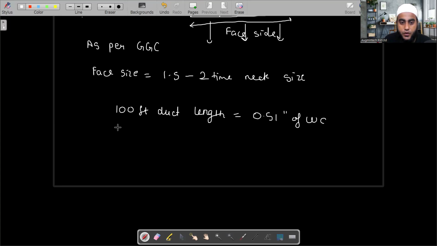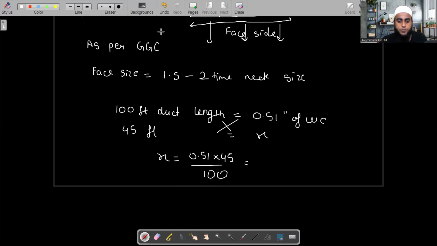So can you tell me for 45 feet of duct length, how much friction loss? Let's say X. Do the cross multiplication and find out the value of X. Tell me the value, please. Open the calculator. 0.51 into 45 divided by 100. It is near about 0.229, and another student says 0.23. Yeah, correct. Near about 0.23.